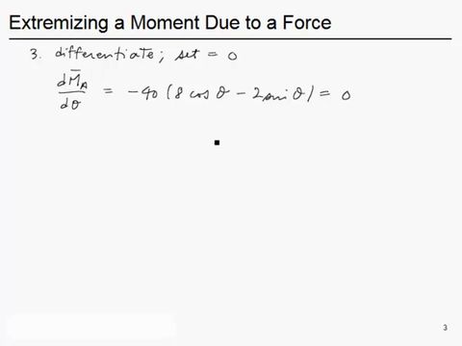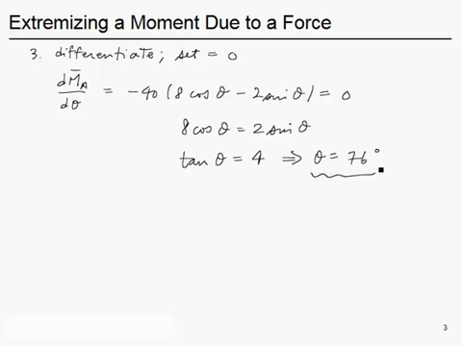If we divide through by the minus 40, we get 8 cosine of theta equals 2 sine of theta. And that means we get tangent of theta equals 4. And so if we solve that, the arctangent, we get theta equal to 76 degrees. Now that should look familiar. That's what we solved for on the first slide of this solution, and that gives us a lot of confidence that we're moving in the right direction here.